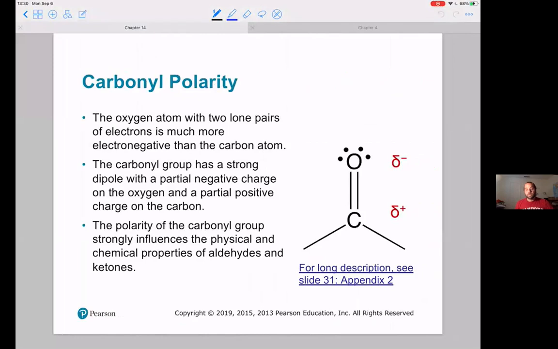That carbonyl group has a certain property called polarity, where the oxygen has a partial negative charge on it, and the carbon has a partial positive charge on it. So this carbonyl group is polar. That means when it's present in our ketones and aldehydes, that's a polar group present in both of those functional groups.